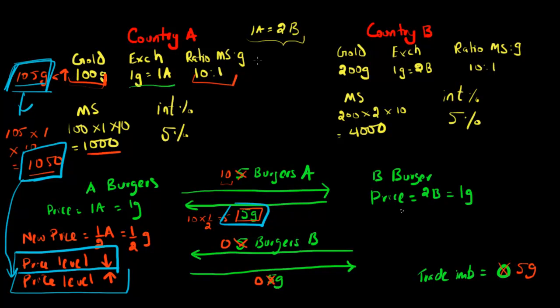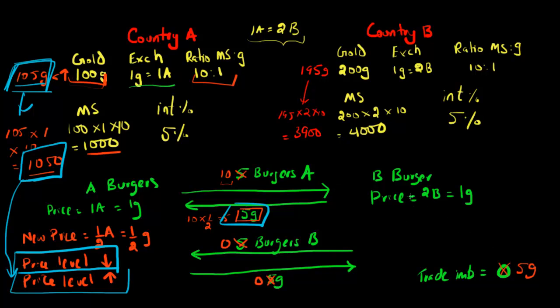Now the opposite will happen to country B. Because there is gold flowing from country B to country A, country B will have less in its gold reserves. Instead of having 200 grams of gold, country B will now have 195 grams of gold, so 200 minus 5. And this will imply a money supply of 195 times 2 times 10, which is 3,900. And so the money supply in country B has decreased from 4,000 to 3,900 because of this outflow, or this trade imbalance, of 5 grams of gold.